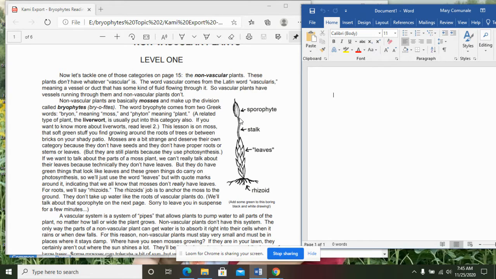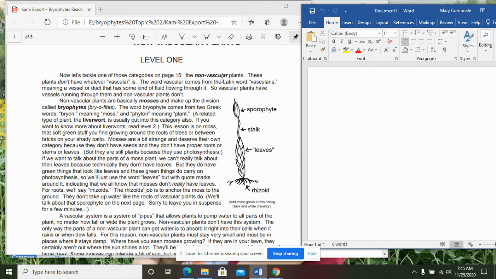If you want to know more about liverworts, read level 2, and you will be reading level 2 because it also has the answers to some of the questions in it. This lesson is on moss, that soft green stuff you find growing around the roots of trees or between bricks on your shady patio. Mosses are a bit strange and deserve their own category because they don't have seeds and they don't have proper roots or stems or leaves. But they are still plants because they use photosynthesis.